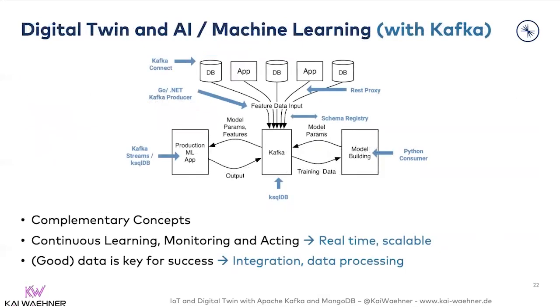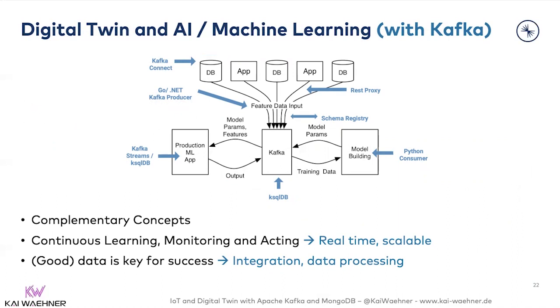And here again, what's also important, I mentioned this in the beginning, it's important to think about machine learning and how to combine it, because for a digital twin, machine learning is important to really use the data and get value out of that. Therefore, machine learning is complementary. And this is where Kafka fits in again well.